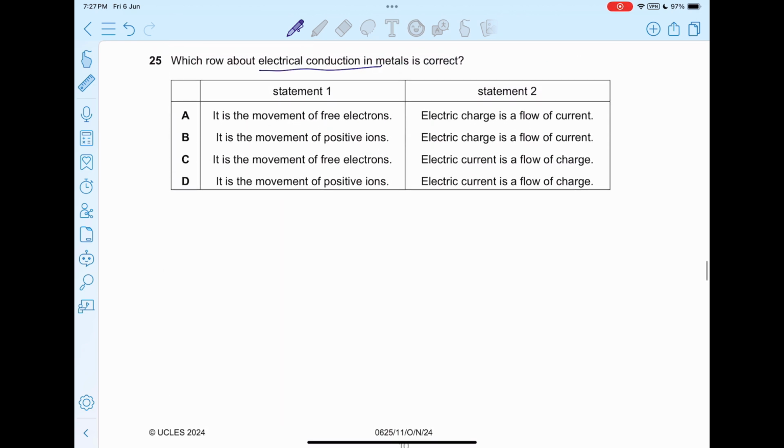25. Which rule about electrical conduction in metals is correct? So statement 1, it is the movement of free electrons. Okay, that is correct. So choices between A and C. Statement 2, electric charge is a flow of current, or electric current is a flow of charge. So electric charge is a flow of current, has it reversed. So the answer should be C. A is wrong.